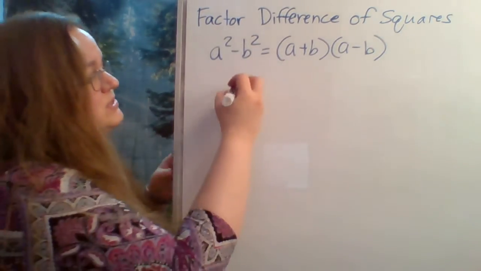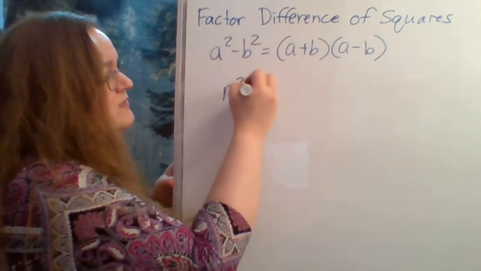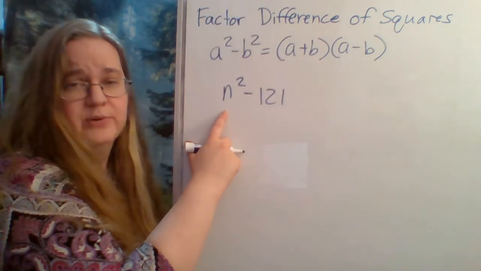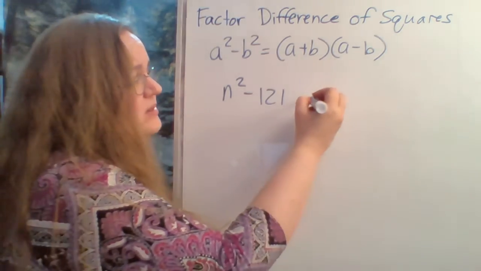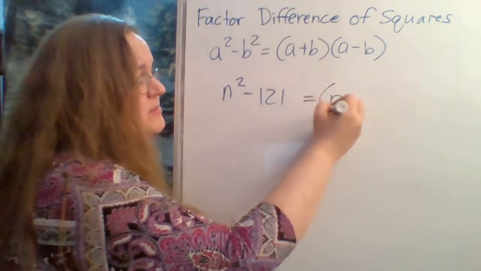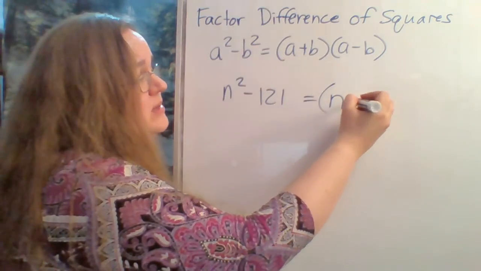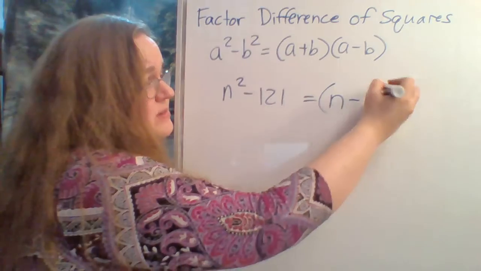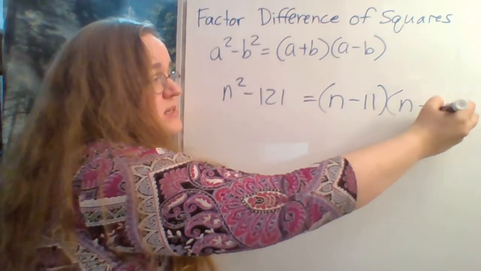Okay. So let's look at some more examples. Let's say I have n squared minus 121. When I look at that, the square root of n squared is n. Minus the square root of 121, which is 11. And then it's n plus 11.